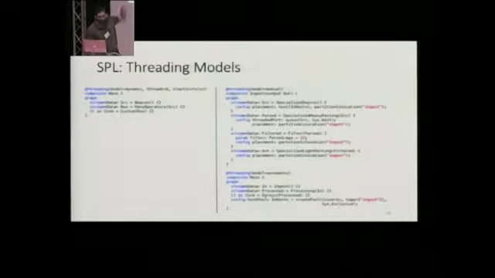So on the left here, we have something we added to the language for this feature, which is called threading models. So we add a threading annotation, and this user said, I do want to use the dynamic model, but I know my system. Give me 8 threads. Turn off elasticity.